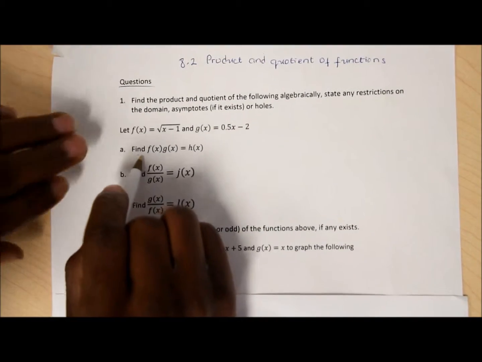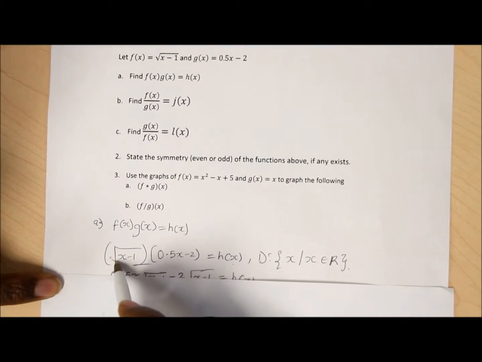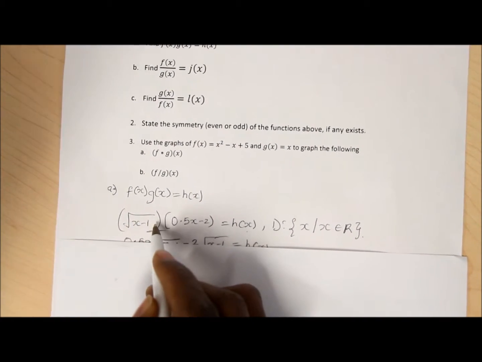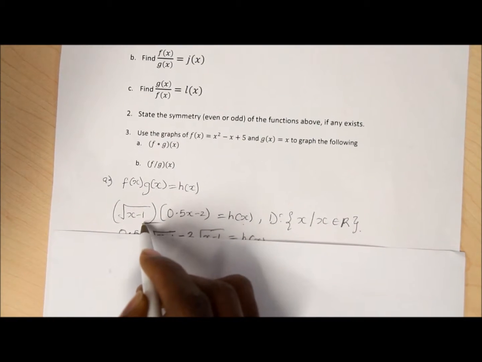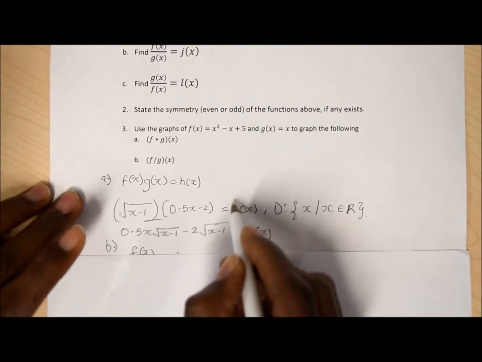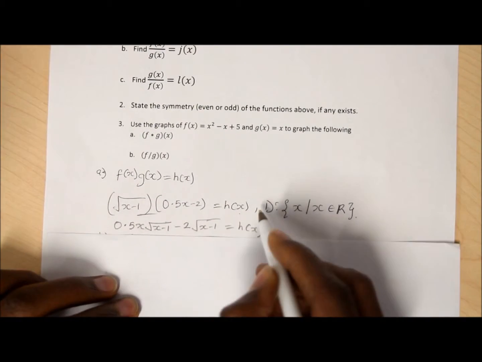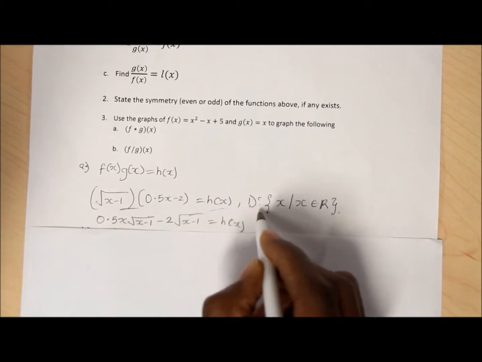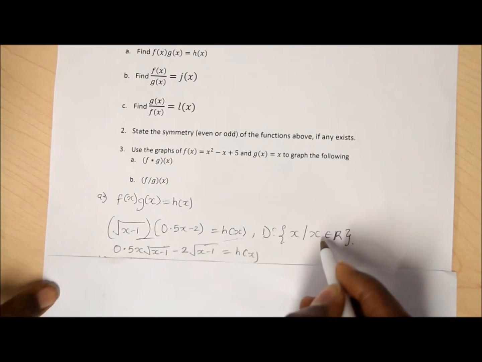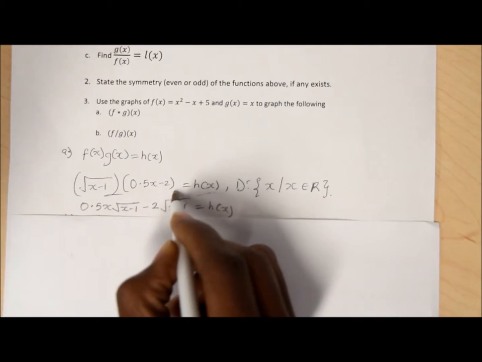The first one, A, find f of x times g of x equals h of x. If you've seen the review sheet, it told you how to solve a product of functions algebraically. So you just multiply both functions, and that's what was done here. You don't have to simplify to 0.5x root x minus 1 minus 2, you can just leave it as this. And in this case, there's no restriction on domain, so the domain is x is an element of all real numbers, and for the domain of a product of functions, there's never a restriction.